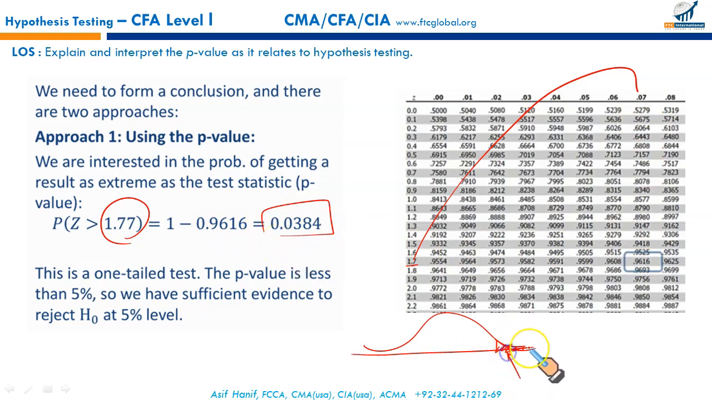It means it falls within this region. So the p-value is less than 5%, so we have sufficient evidence to reject the null hypothesis at the 5% level of significance. This was the first approach using the p-value. We can alternatively solve it using the critical value.